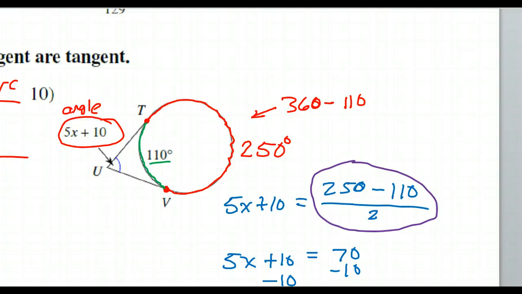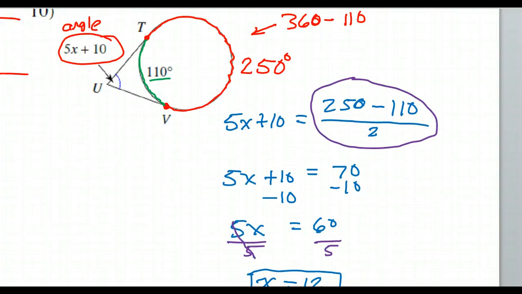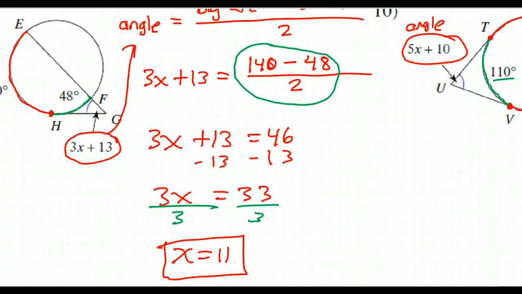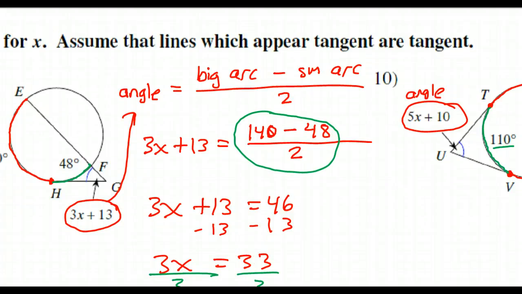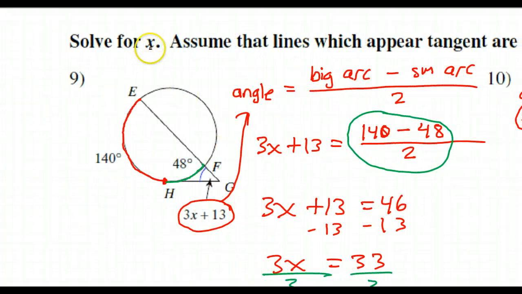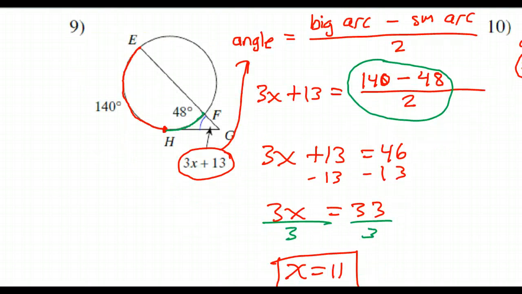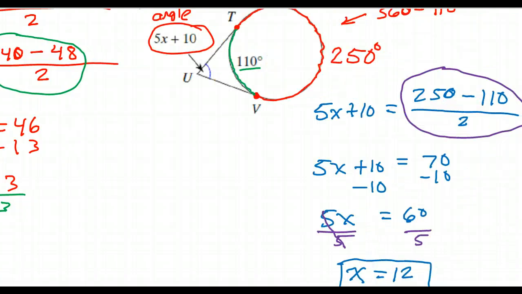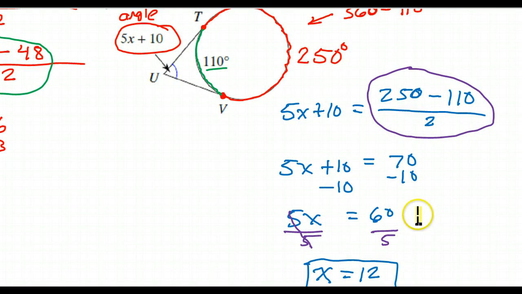Alright, and that is it. Just check one thing. I'm just checking the directions. You've got to always be careful to see, did they actually tell us to solve for x as opposed to finding the measure of the angle itself. They did say solve for x, and that is what we did. So we are good to go. X equals 11, and x equals 12.